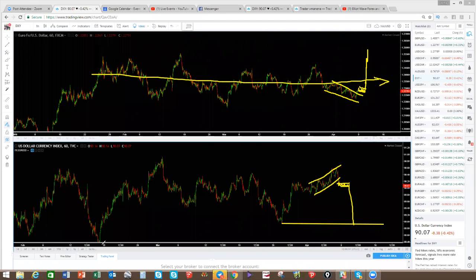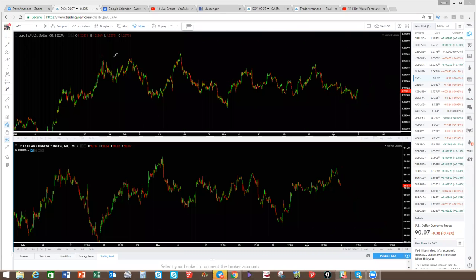This has been corrective since the end of February, as you can see. And we've been looking for this to complete so that we can get the trade. Right, so before we go into that, this is the structure that we're looking at. This is the correction that we're looking at.